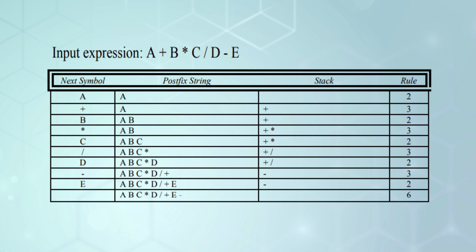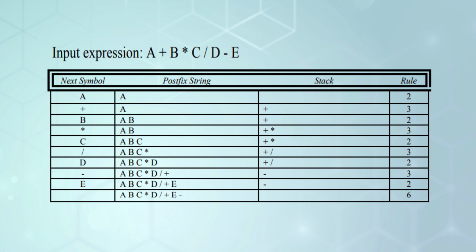The next symbol scanned is forward slash, the division operator. This division operator has the same precedence as the multiplication operator asterisk, which is already present in the stack. So asterisk will be popped out and added to the postfix string, and forward slash will be pushed into the stack. Now, when D is encountered, as it is an operand, it will be added to the postfix string. The symbol scanned is minus. Minus is checked with the forward slash.